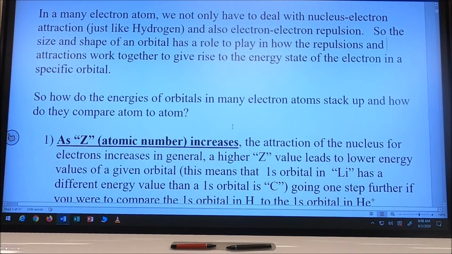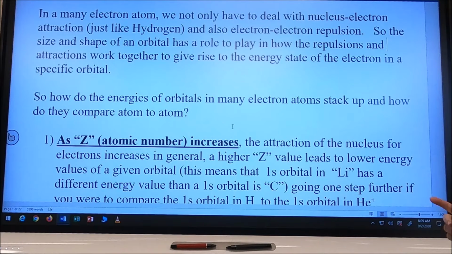So, in a many-electron atom, not only do we have to deal with nucleus-electron attraction, plus-minus attraction like you see in hydrogen, but you also have to deal with electron-electron repulsion. So the size and shape of the orbital has a role to play in how the repulsions and attractions work together to give rise to the energy state for the electron in a specific orbital. So let's talk about how the energies of orbitals stack up and how they compare atom to atom.